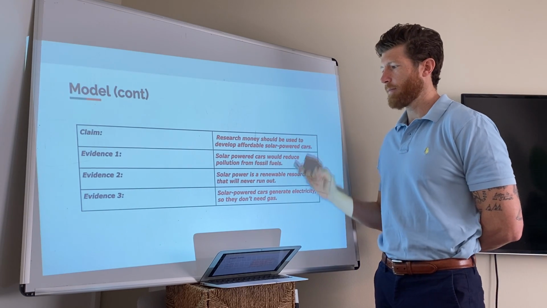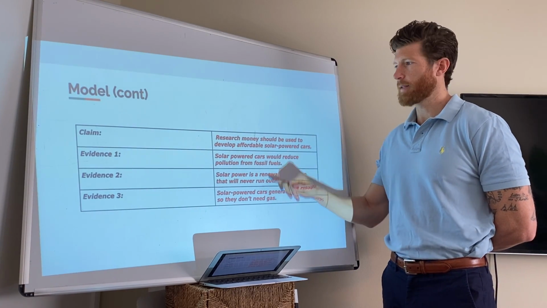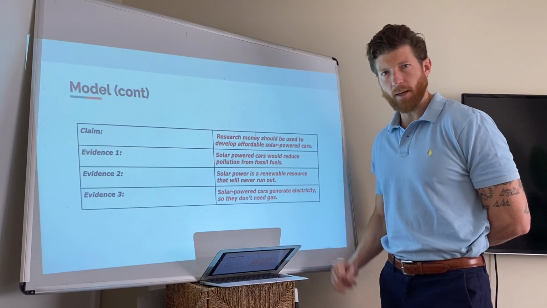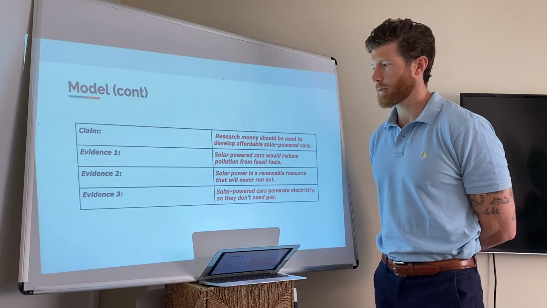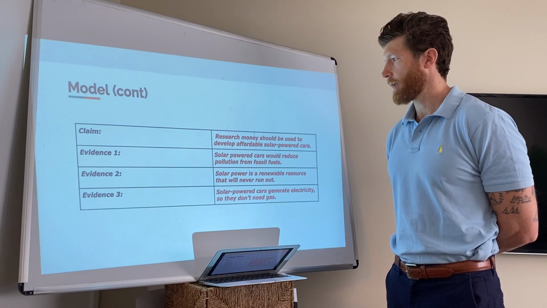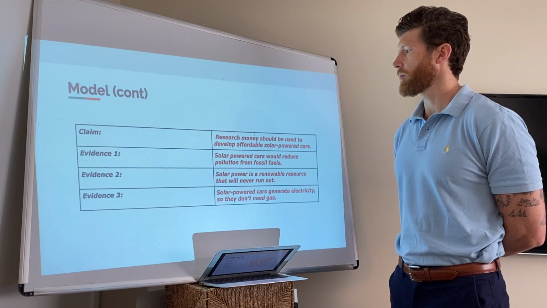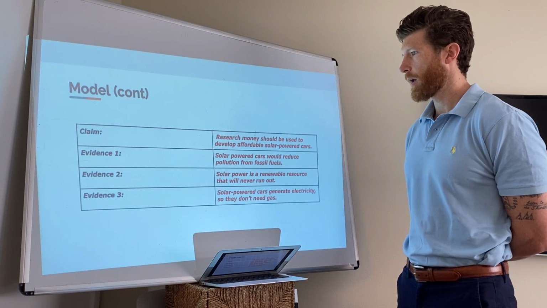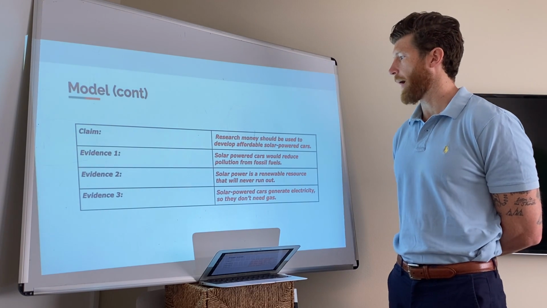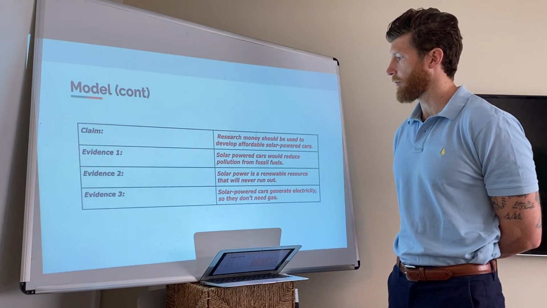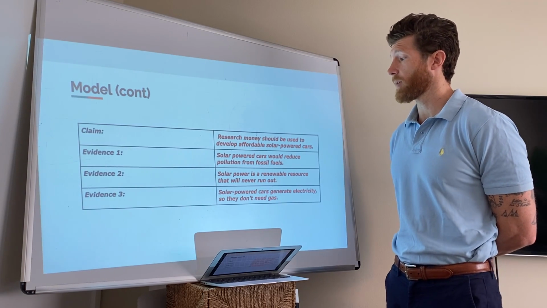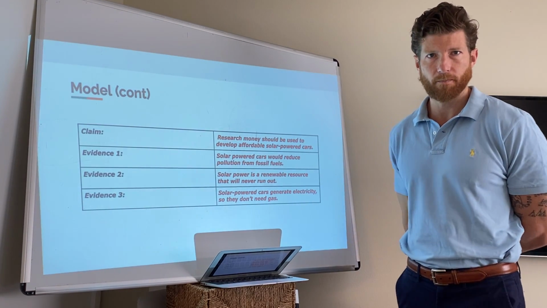So we've got a claim and then 3 pieces of evidence that back up the claim. The claim is research money should be used to develop affordable solar-powered cars. The first piece of evidence is solar-powered cars would reduce pollution from fossil fuels. Second piece of evidence, solar power is a renewable resource that will never run out. And third piece of evidence, solar-powered cars generate electricity so they don't need gas.